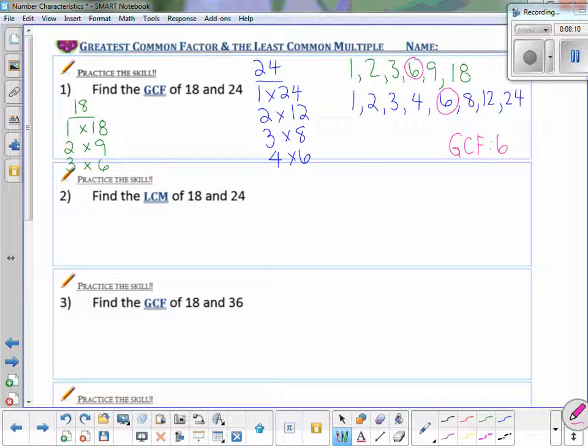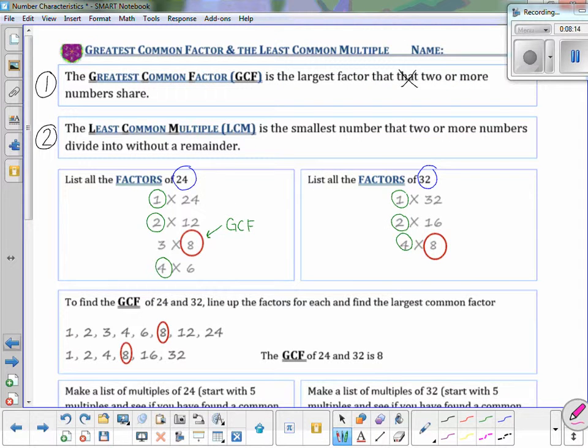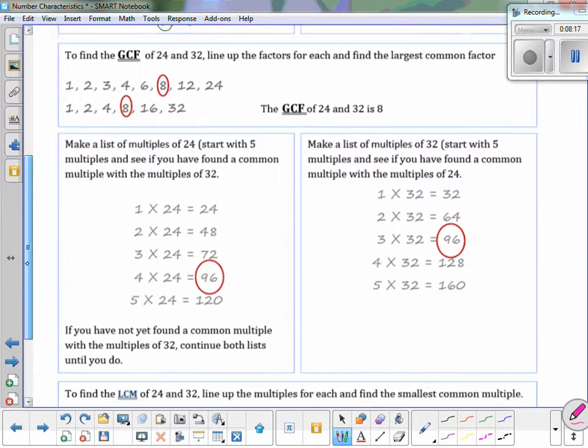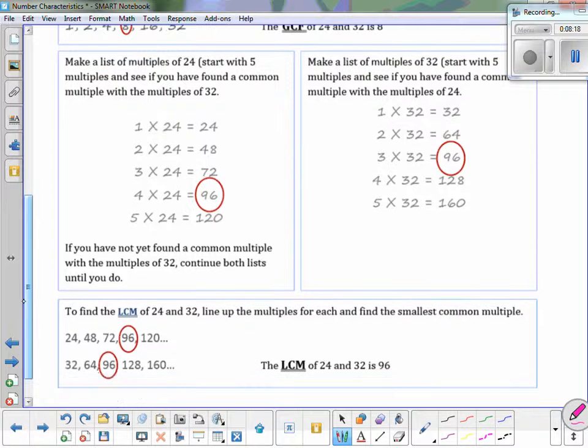Okay, so we've talked about GCF. You guys ready for LCM? Yeah. Okay, let's do this. So let's go down to our notes sheet. And now we have some information for how to find the LCM, or the least common multiple. Now this is the smallest multiple that 2 or more numbers share. So we're going to find the LCM of 24 and 32.